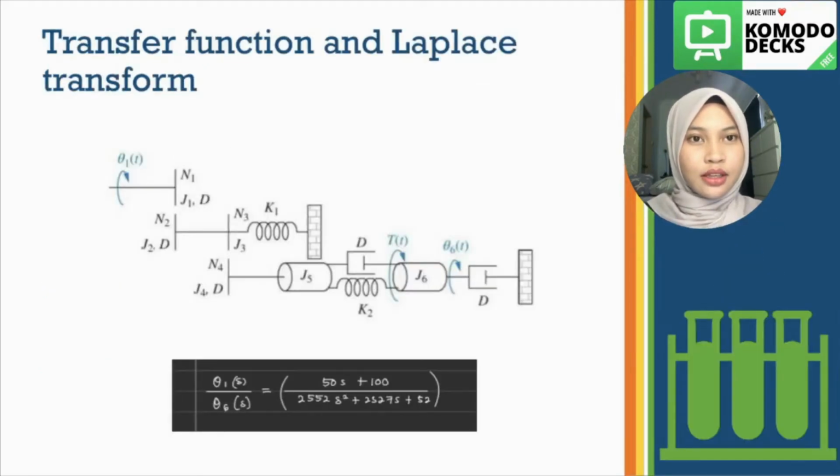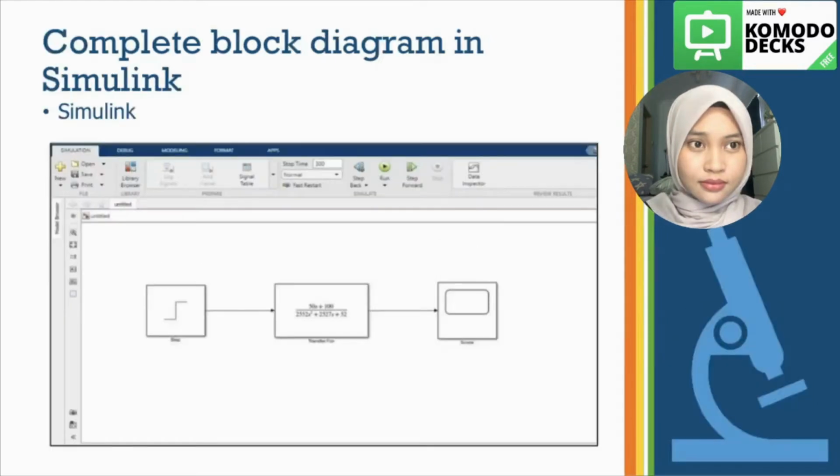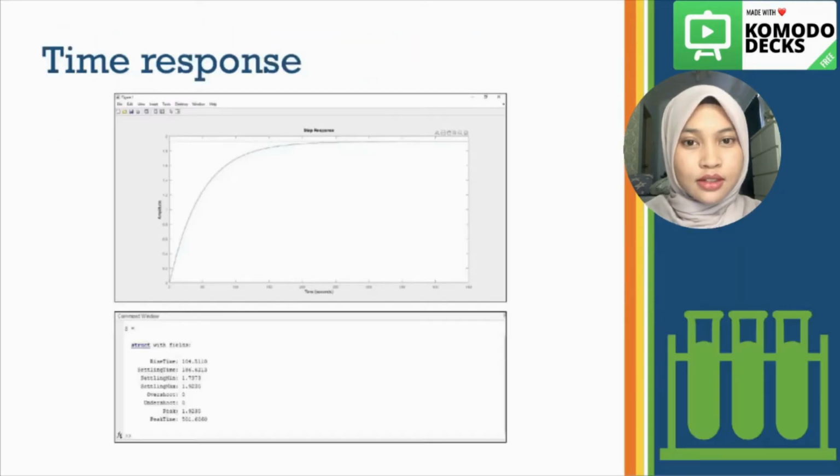For question number 3, this is our chosen question. We transfer that function using FBD and Laplace transform, and the diagram in black is our transfer function. For question number 4, after we get our transfer function, we transfer it into a block diagram in Simulink. So this is our time response that I explained just now.